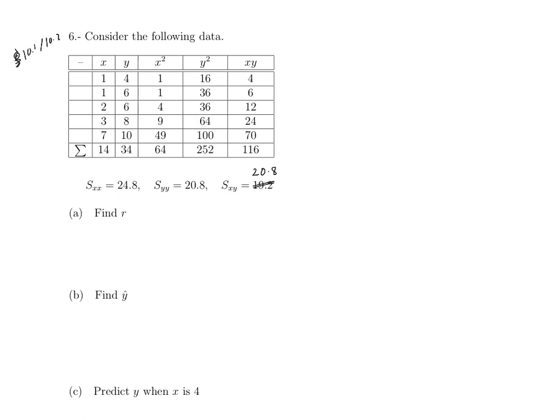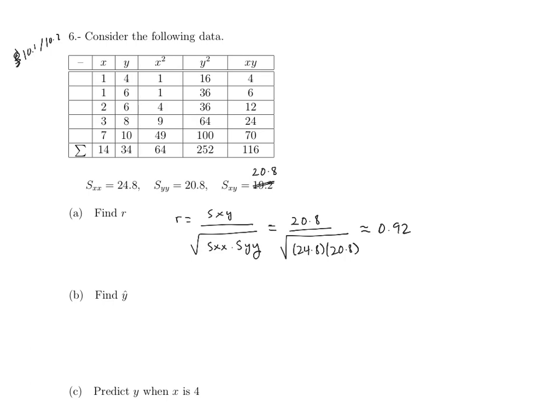Okay, so r, remember, is equal to S of xy divided by the square root of S of x times S of y. So this will be 20.8 divided by the square root of 24.8 times 20.8, which is around 0.92. You round to 2 decimal places.